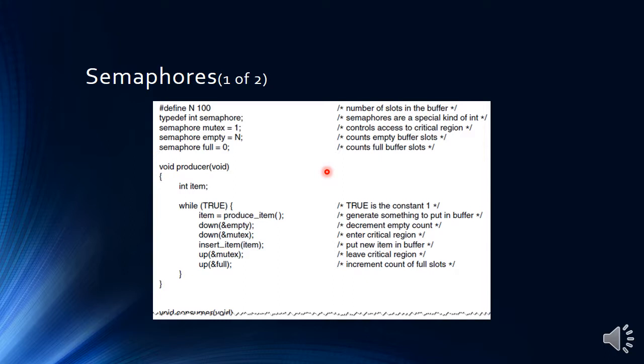Semaphores that are initialized to 1 and used by 2 or more processes to ensure that only one of them can enter its critical region at the same time are called binary semaphores. If each process does a down just before entering its critical region and an up just after leaving it, mutual exclusion is guaranteed.